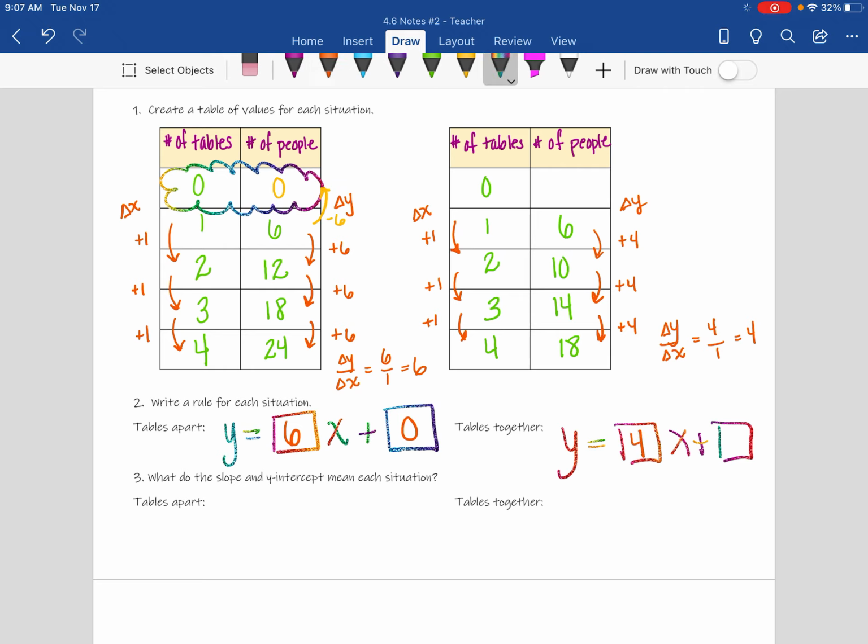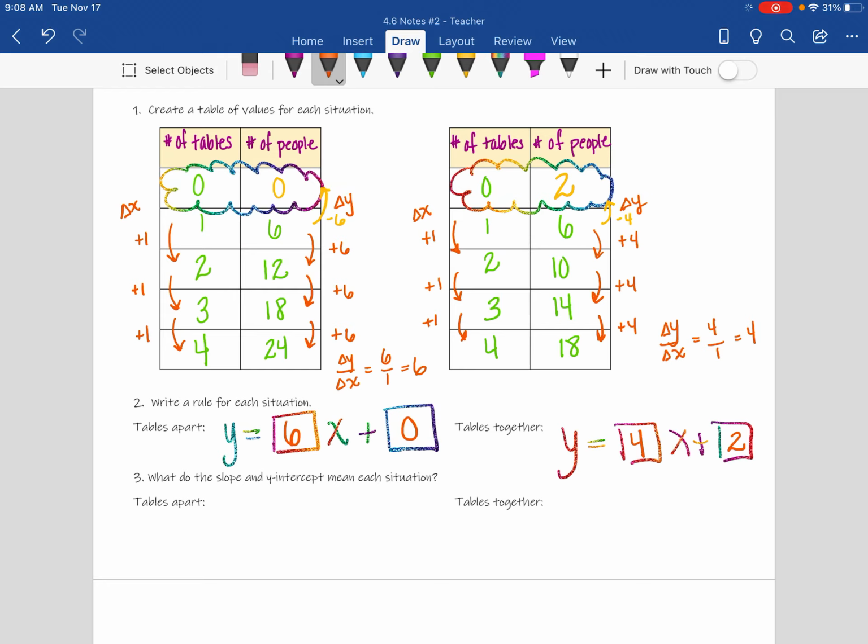Okay. Again, I've got to go backwards in the table to find my y-intercept. So I'm looking for that y value that comes before 6. So going backwards in this pattern, I'm actually going to subtract 4, which gives me a y-intercept of 2. Okay. And then we're being asked to look at the slope, look at the y-intercept, and explain what they mean in the situation.